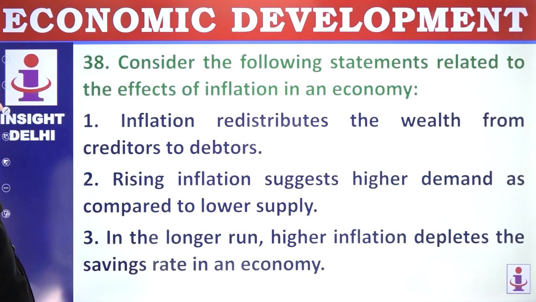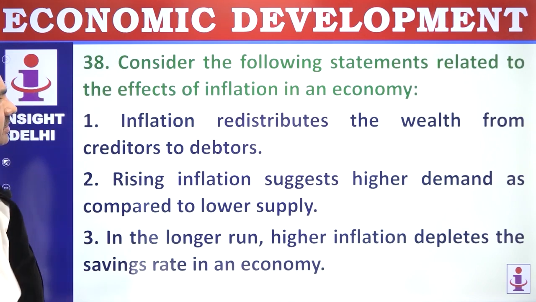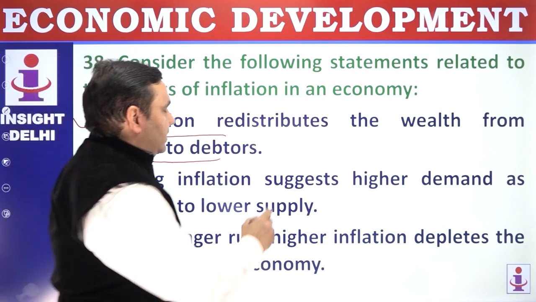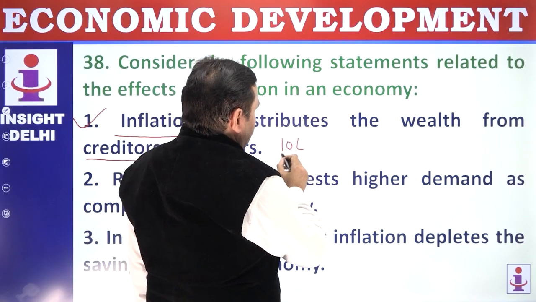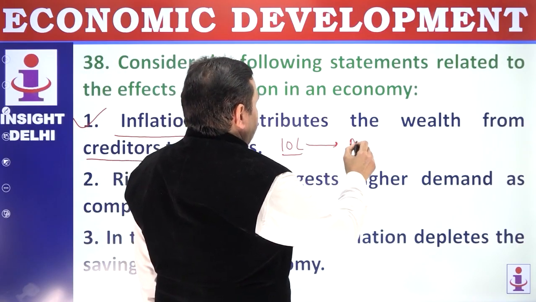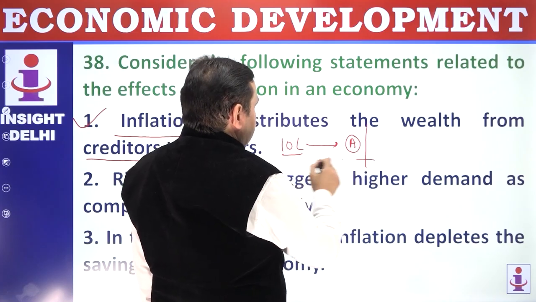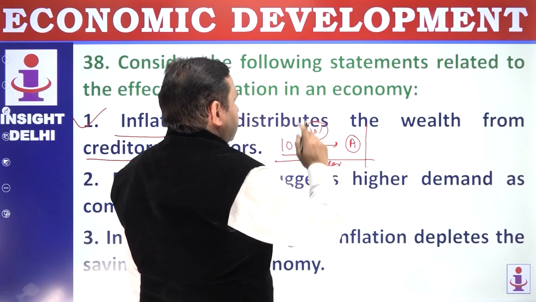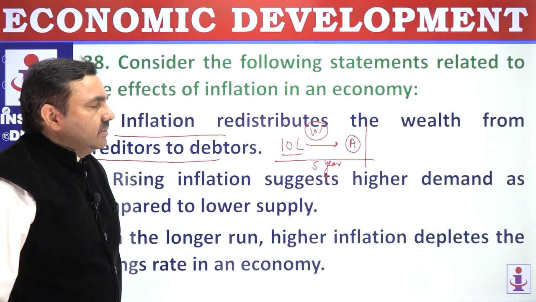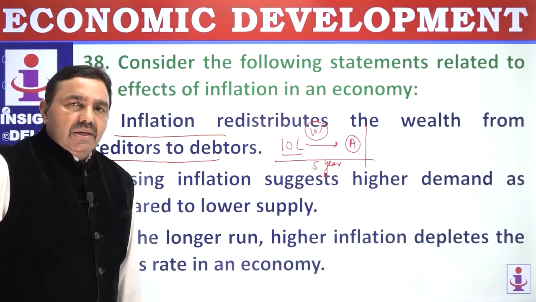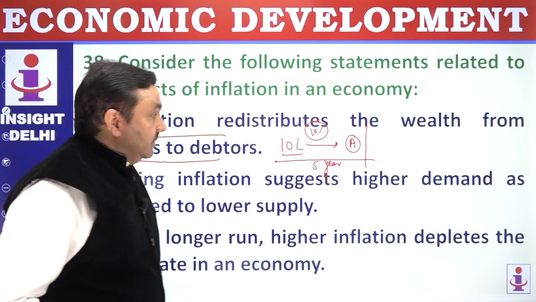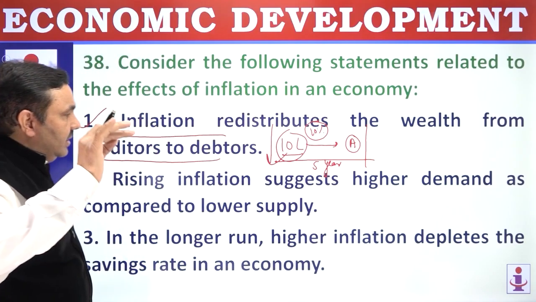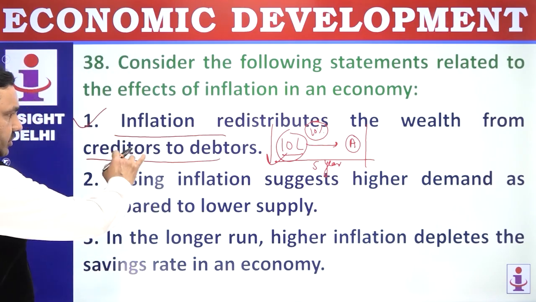Consider following statements related to effects of inflation on economy. Inflation redistributes wealth from creditors to debtors because the value of money goes down. Suppose you have given a 10 lakh rupees loan to somebody, say person A, and he is to pay you after 5 years, with, let's say, 10% rate of interest. And if inflation is 2%, 5%, 3%, that much money value is getting lost in the process. If inflation is 20%, you are going to get actually much less than 10 lakh from the person after 5 years. That's the meaning of wealth moving from creditors to debtors.